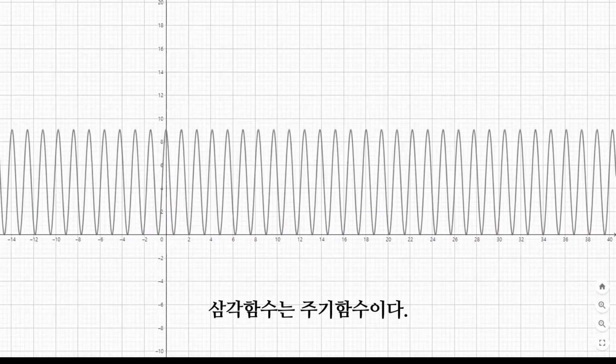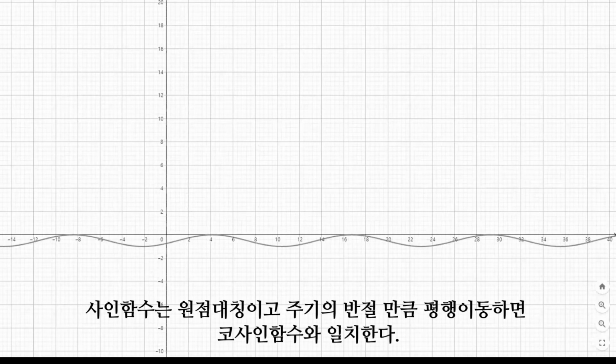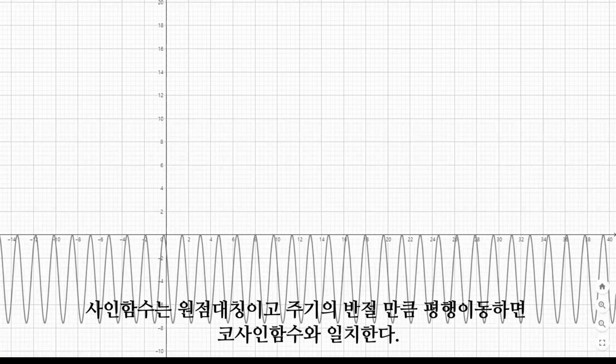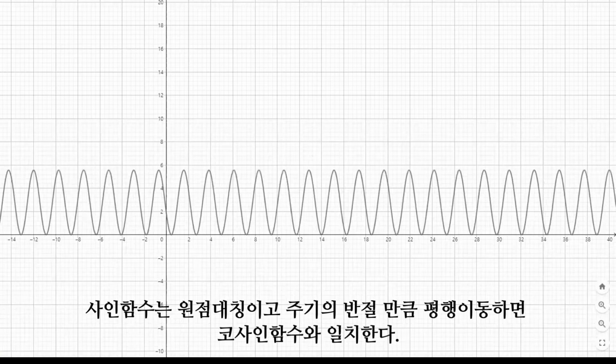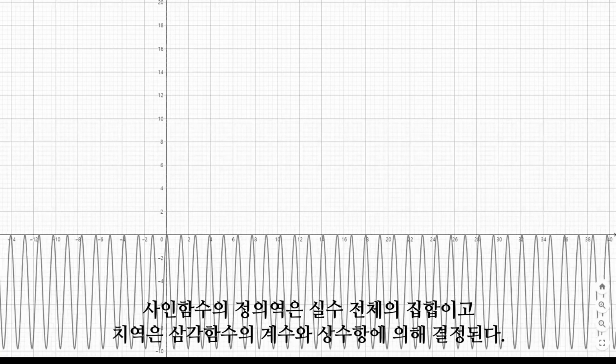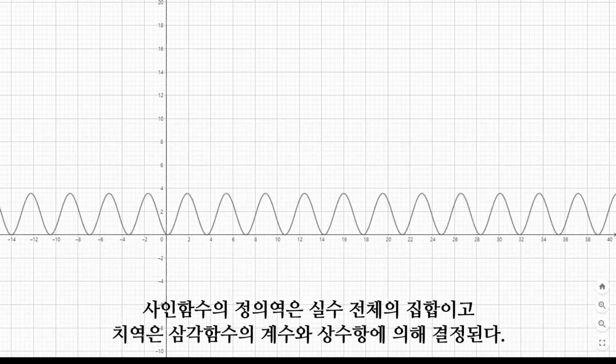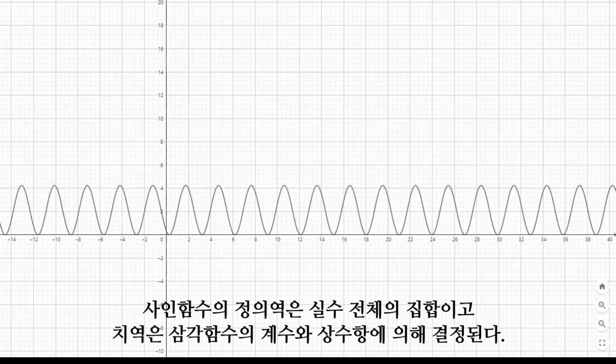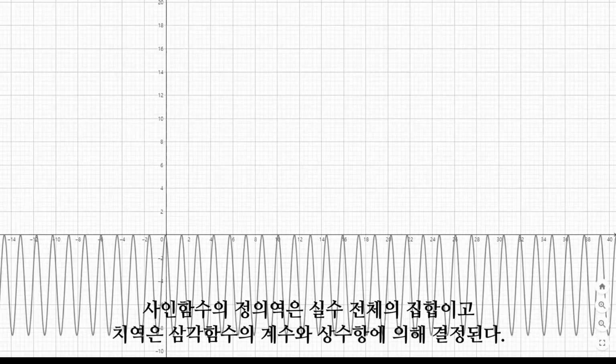The trigonometric function is a periodic function. The sine function is origin symmetric and matches the cosine function if it is translated by half of the period. The domain of the sine function is the set of all real numbers, and the range is determined by the coefficient and constant term of the trigonometric function.